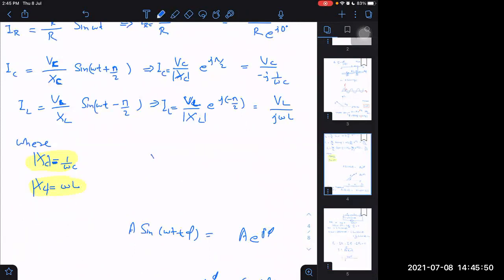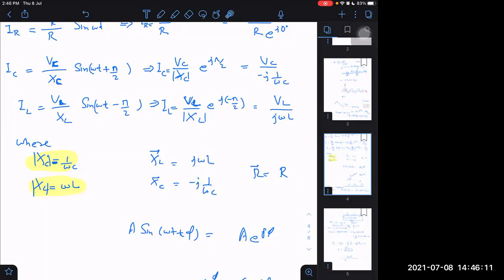But if I want to treat XL like a vector and XC like a vector, or like a complex number, then I end up getting XL as j into omega L and XC as minus j into 1 by omega C. R, even if I take it like a complex number, I will still get R only. It is always real, and these two are always imaginary.